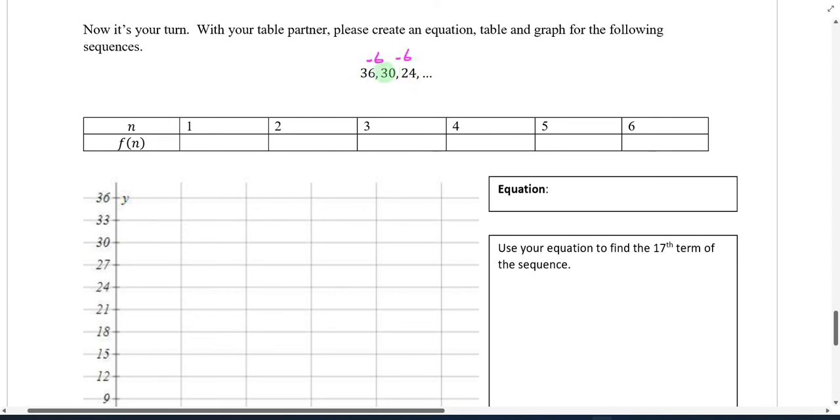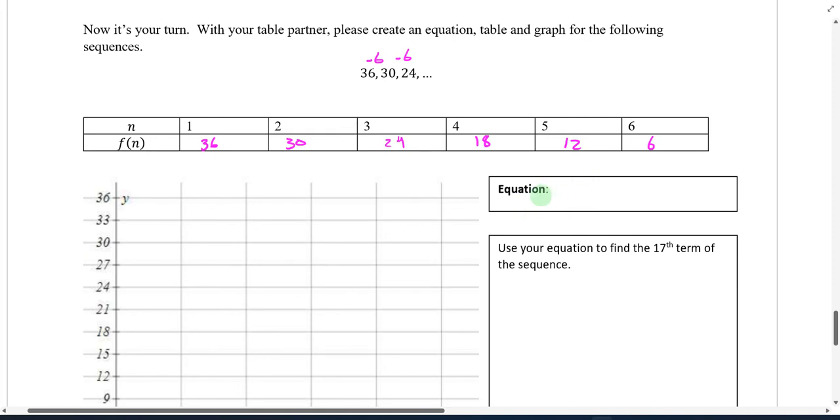And they were nice enough to give us the first 3 terms of the sequence. So this is going to be 36, 30, and 24, right? So term 1, term 2, term 3, and then we could continue the sequence ourselves. So 24 minus 6 is 18, 18 minus 6 is 12, 12 minus 6 is 6, all right? So we've got our table filled out.